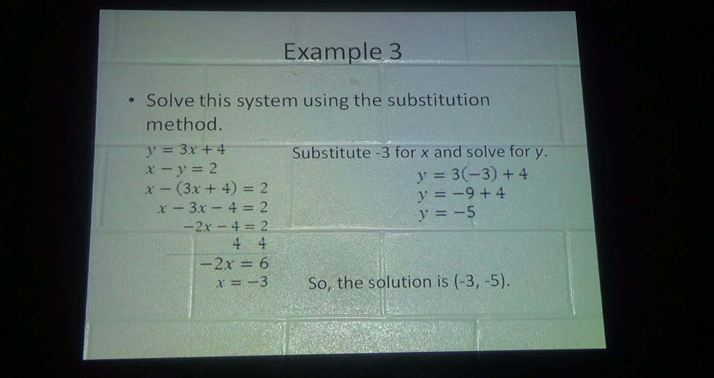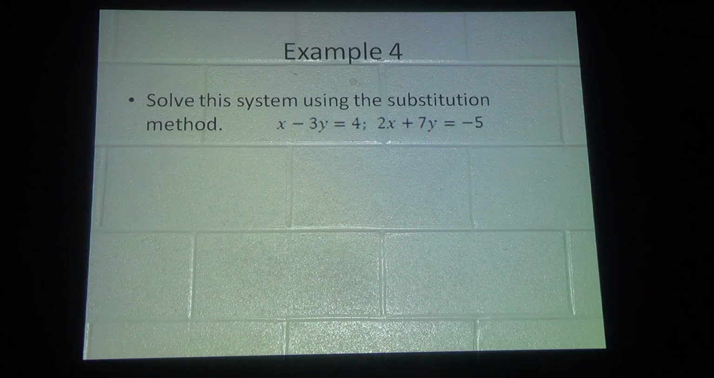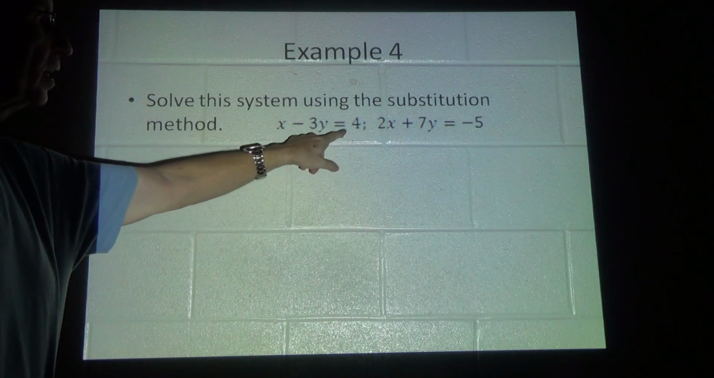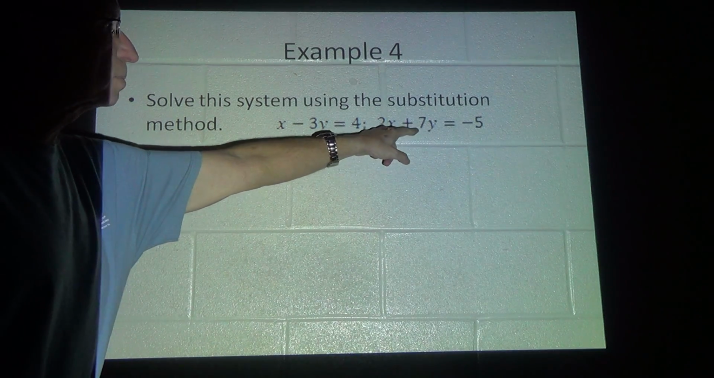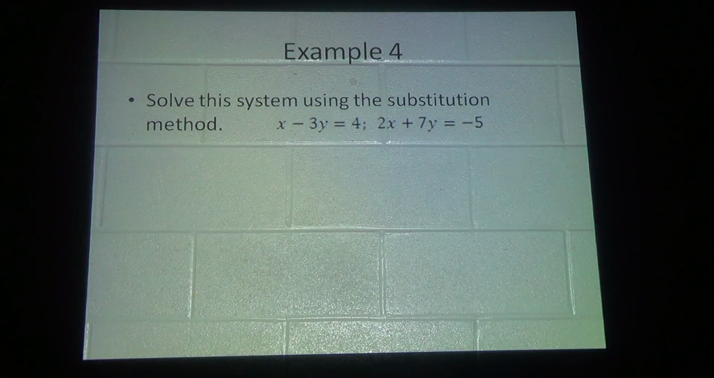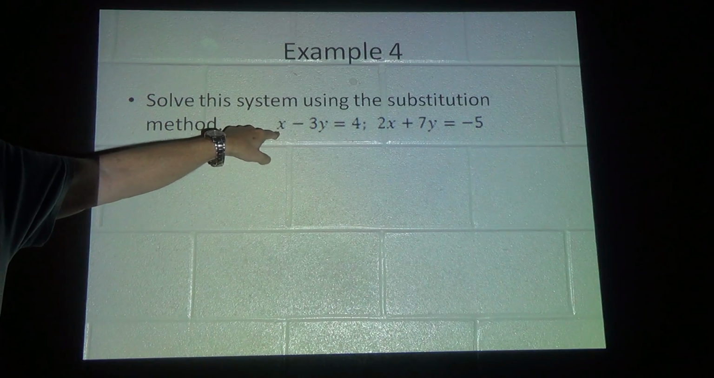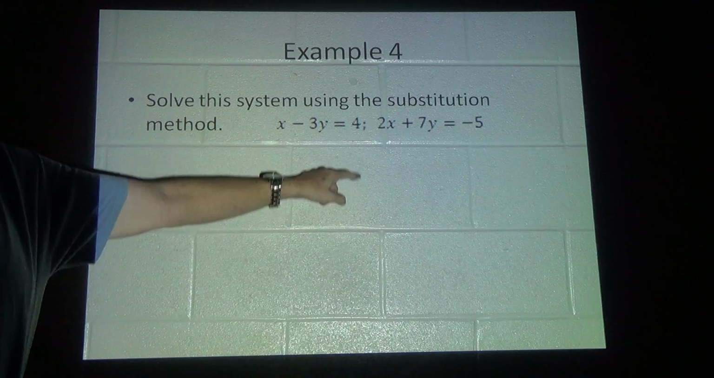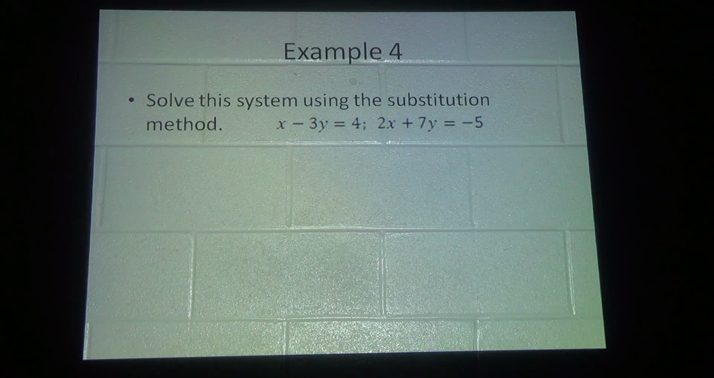Then what we're going to do now is move on to example 4, which once again is going to use the substitution method. This time they gave us the equation x minus 3y equals 4 and 2x plus 7y equals negative 5. So this means we have to solve for either x or y, doesn't matter which. In this case, the simplest thing to do is to solve for x, since it's already by itself, and all we have to do is add the 3y to both sides.